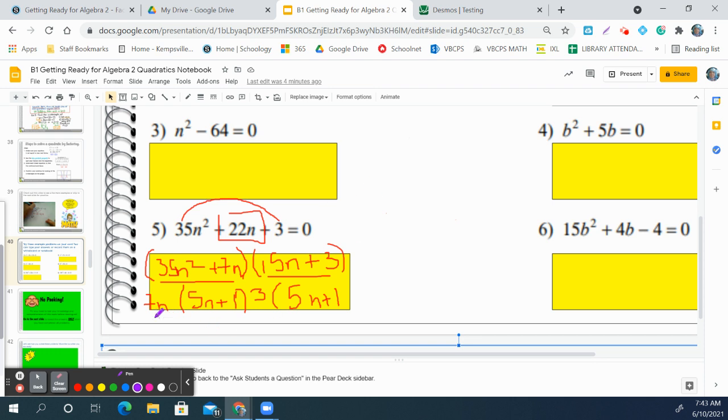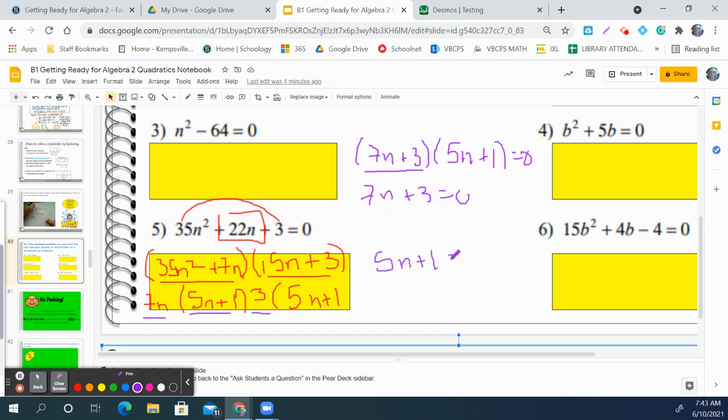We'll go back and look at it. So you're going to put these greatest common factors back together, right? So 7n plus 3. And keep your one set of repeating factors, 5n plus 1. That all equals 0. So now our same process. We set this equal to 0. 7n plus 3 equals 0. And 5n plus 1 equals 0.